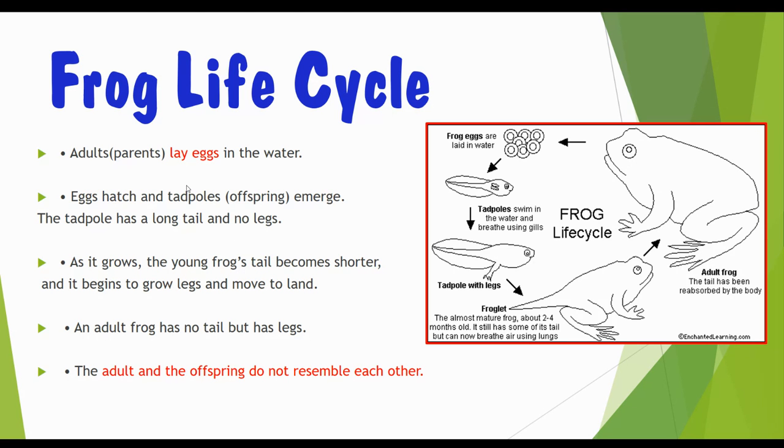So again, the adults lay eggs. The eggs hatch into tadpoles. It grows. The young frog's tail becomes shorter and it begins to grow legs. The adult frog has no tail but has legs. And the adult and the offspring do not resemble each other. That means they don't look like each other.